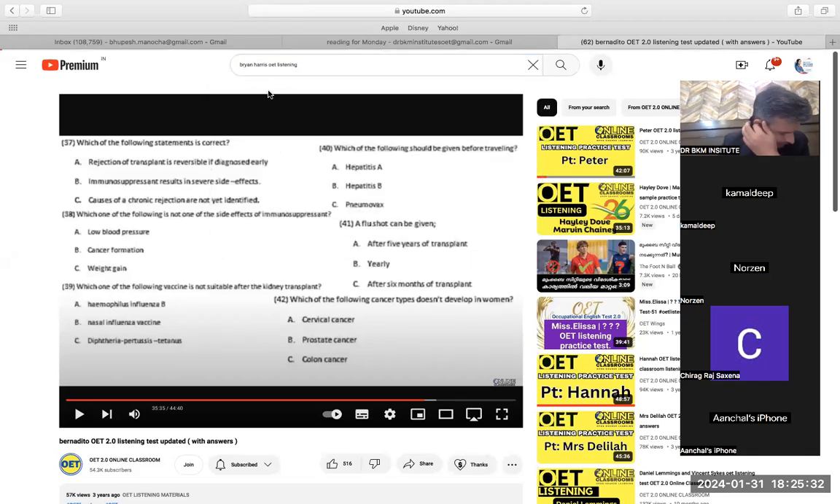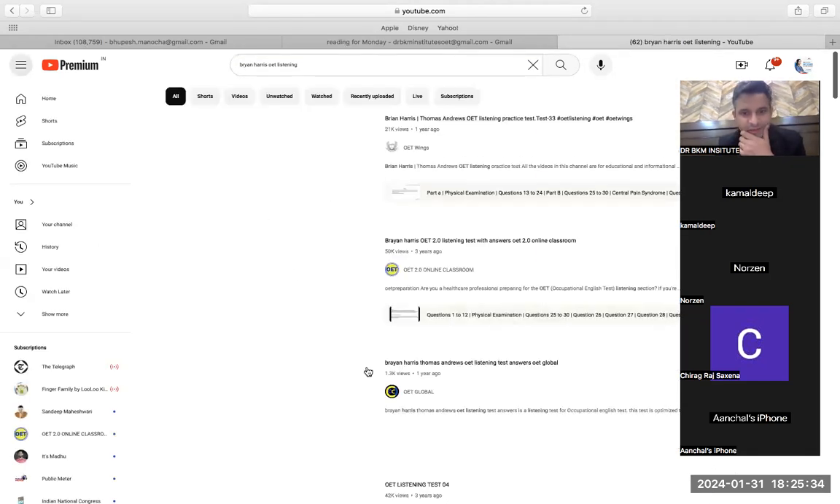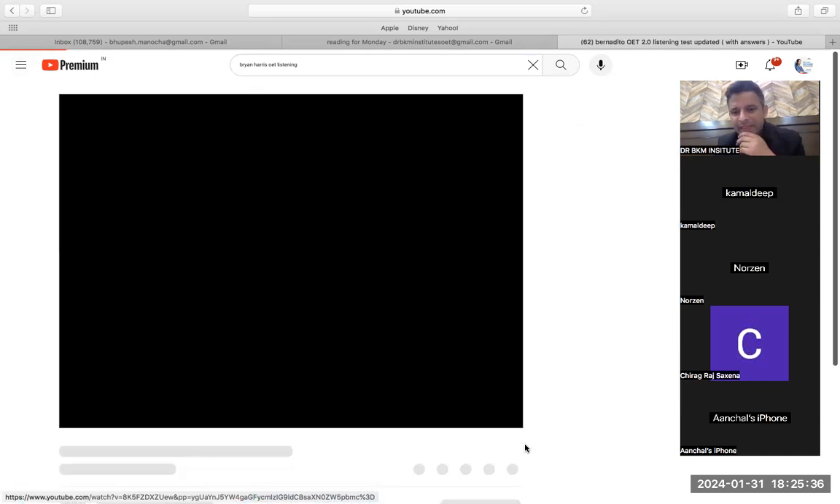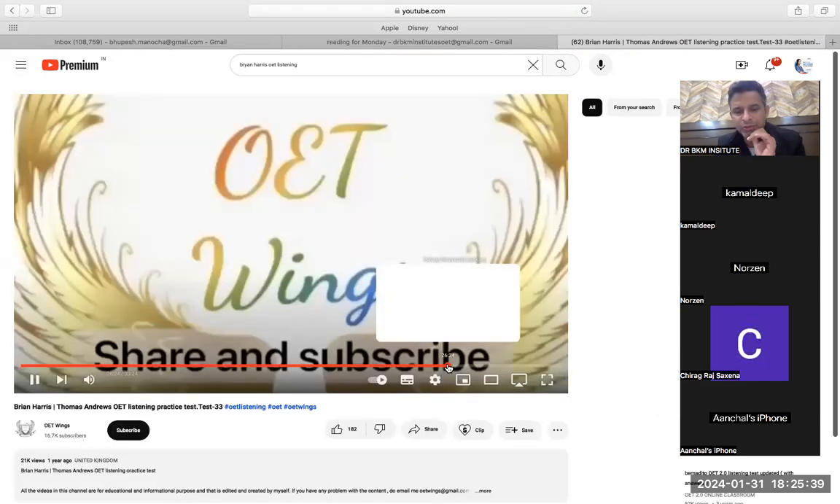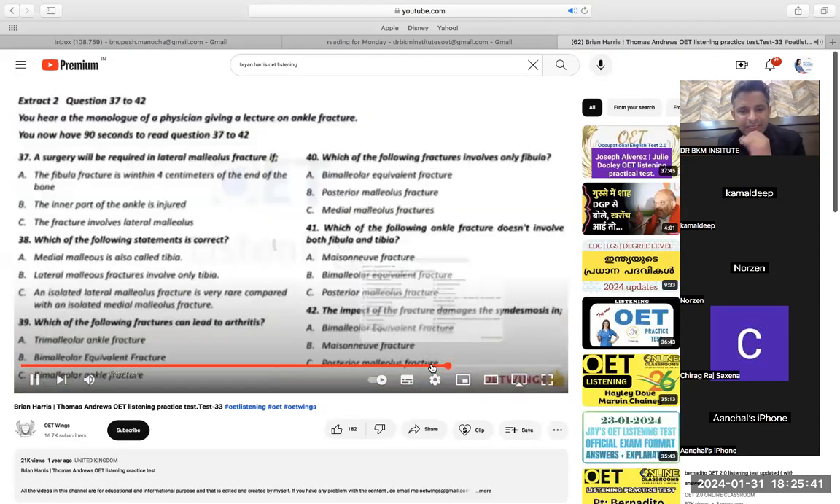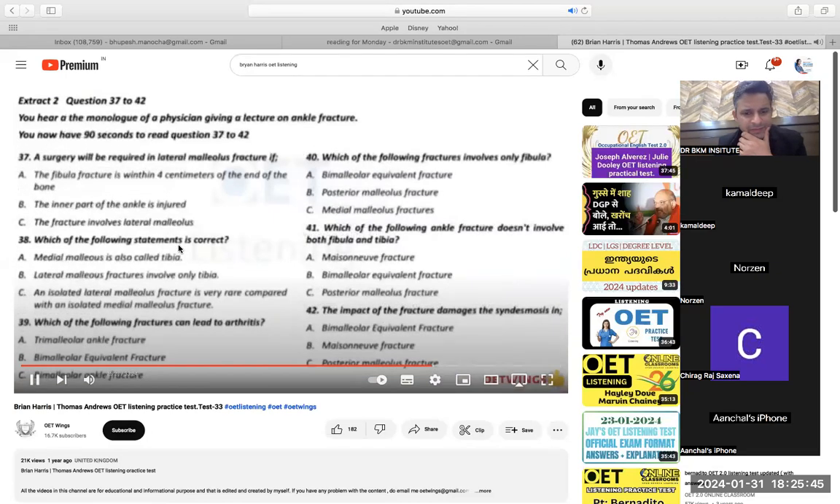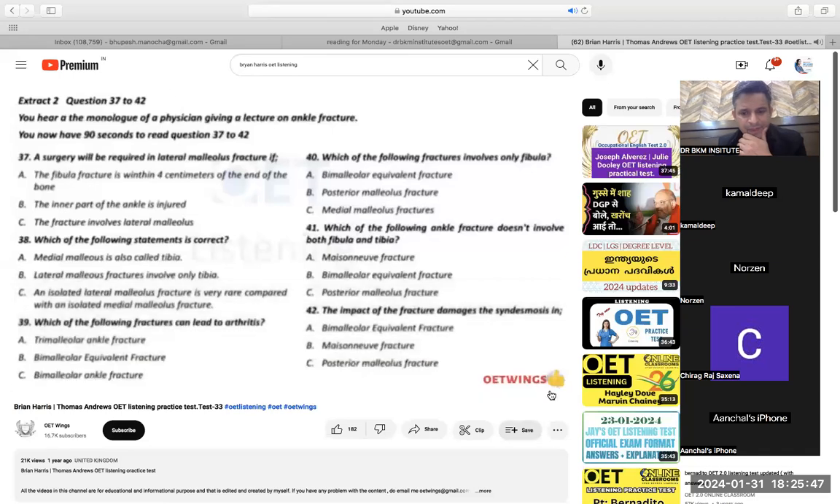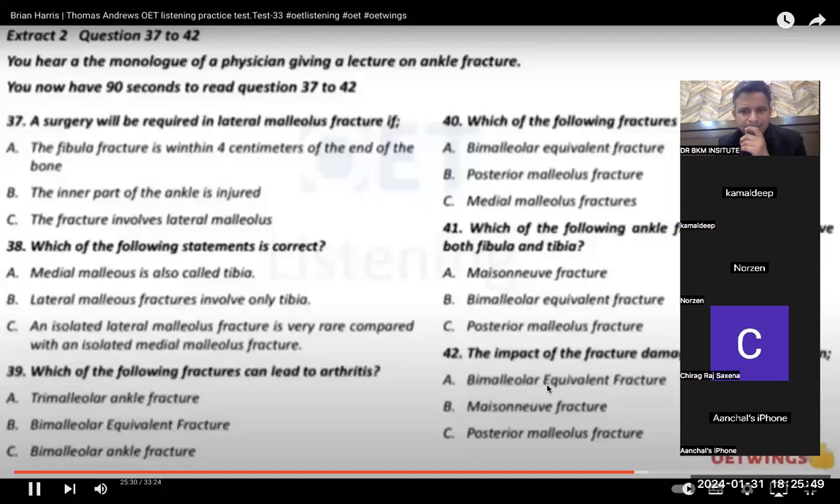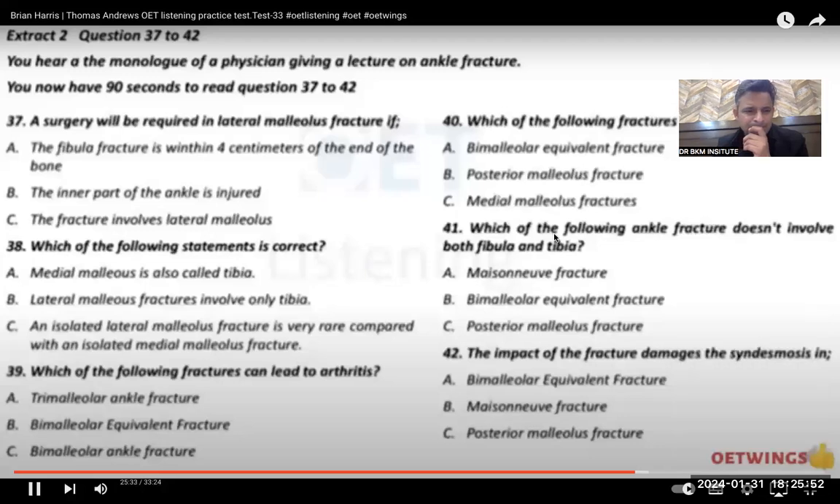Yeah, there you go. And I will take part B and C because I want to have some English rules applicable, because I am here to teach you that method where we can find it easily. So let's say this. Perfect, extract 2. Questions 37 to 42. You hear the monologue of a physician giving a lecture on ankle fractures.